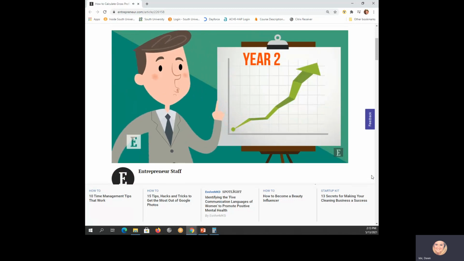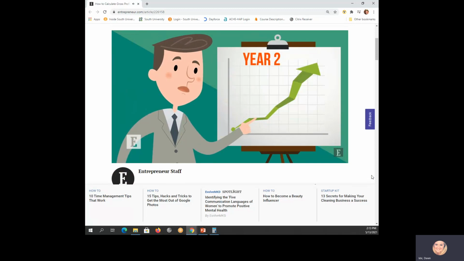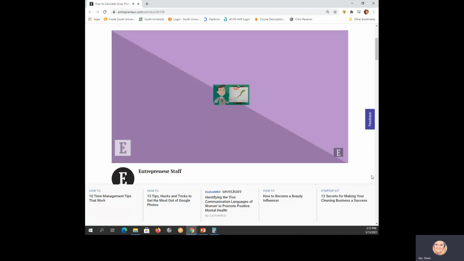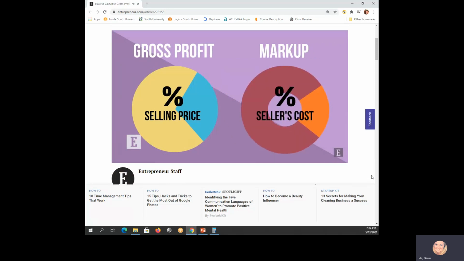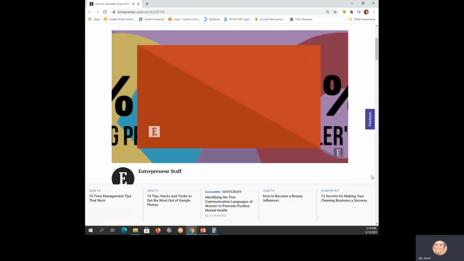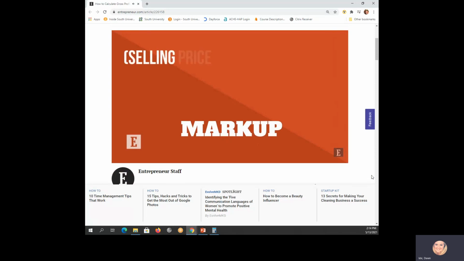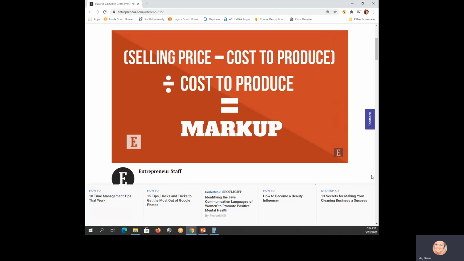Many business owners get confused when relating markup to gross profit margin because both deal with the same variables. The difference is that the gross profit margin is figured as a percentage of the selling price, while markup is figured as a percentage of the seller's cost. Markup is computed as selling price minus cost to produce, divided by cost to produce, equals markup percentage. Computing the markup on individual jobs will affect your business going forward and can often make the difference in running a profitable operation.